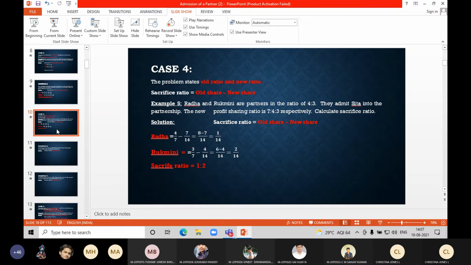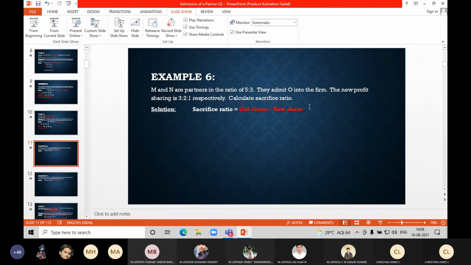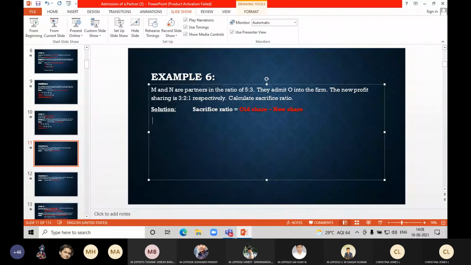Shall we move ahead? Okay, we'll do one more problem, same method. Since we use it a lot, it's good if we get familiar with it. M and N are partners, sharing profits and losses in the ratio 5:3. They admit O into the firm. The new profit sharing ratio is 3:2:1. They have given you the old share and the new share. You have to find out the sacrificing ratio.